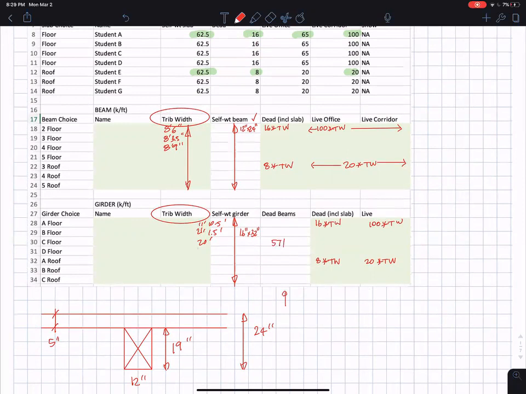And that one had a tributary width of 20 feet. You would proportion it according to the tributary width, and so you can get A and B very easily. And that's how you would fill this entire thing out. There you go. We have one last thing to do to this, and that's live load reduction. I'll do that in the next video.